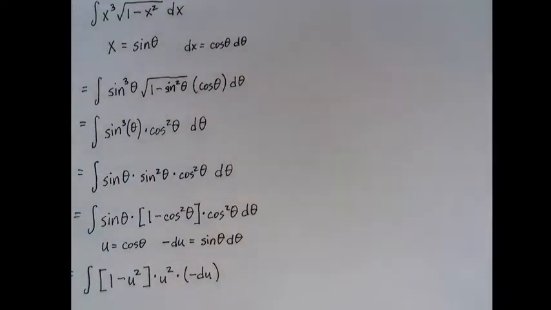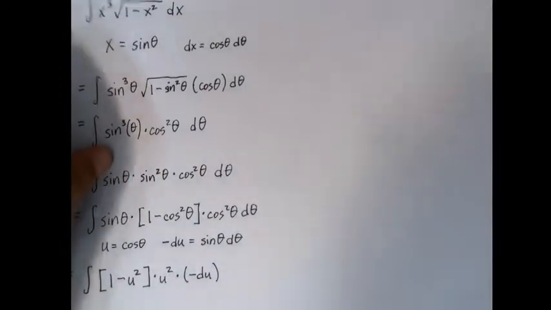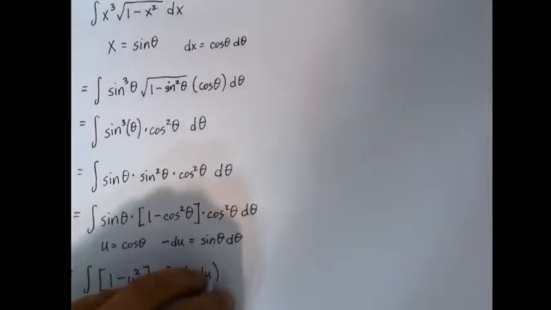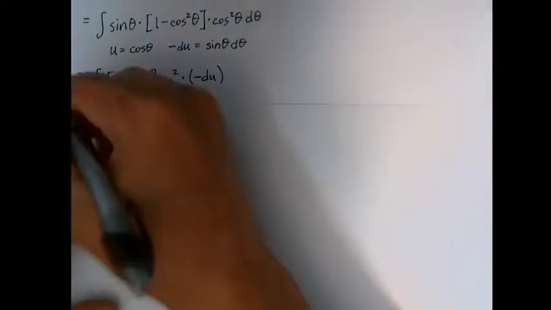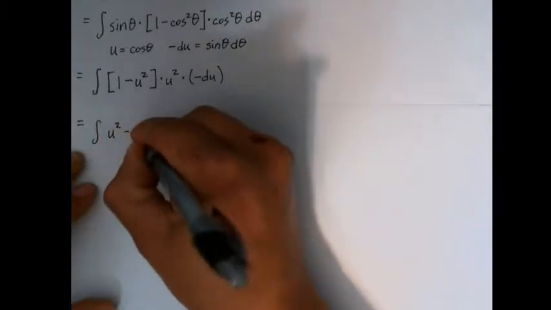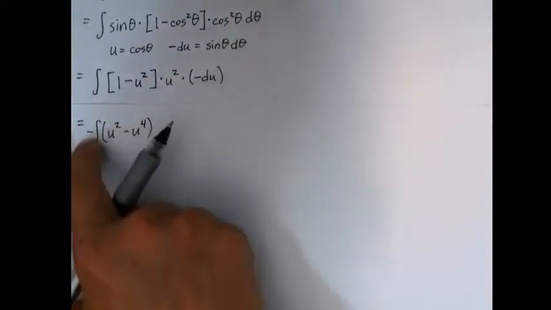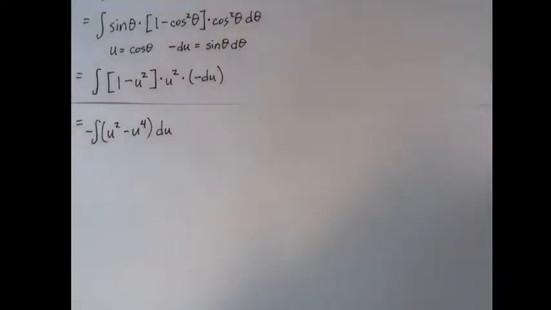So let's continue. I'm going to move this up and start a new page here. Okay, so now we can multiply this out, and when I do that I get u squared minus u to the fourth, with the minus in front, du.